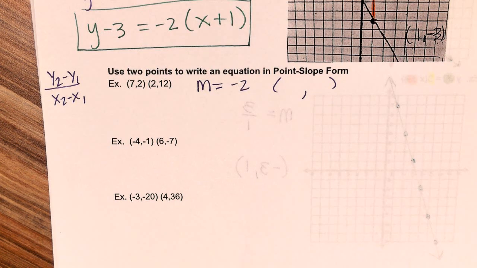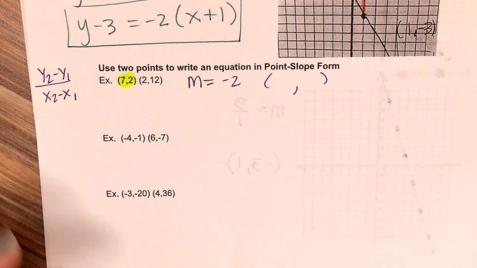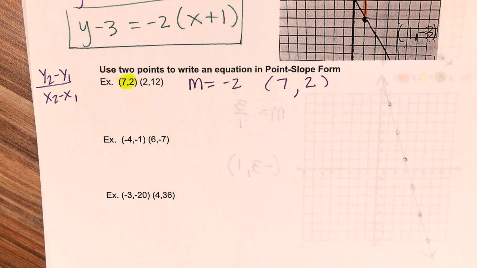All right. Which one of these points do you want to use, and does it even matter which one you pick? No, you just pick one. So which one do y'all want to use? 7, 2. I'm going to highlight it so we know that's the one we're picking, and I'm going to write it right here, 7, 2.